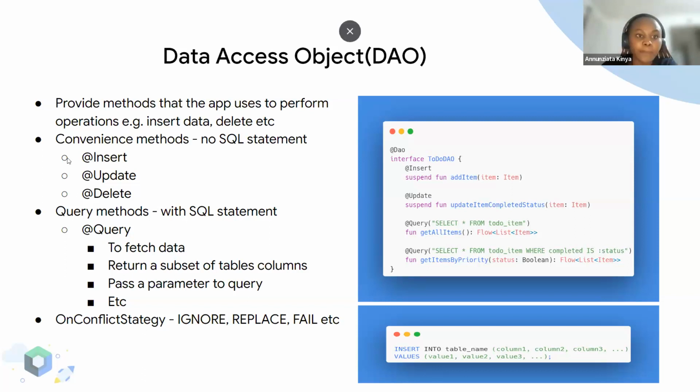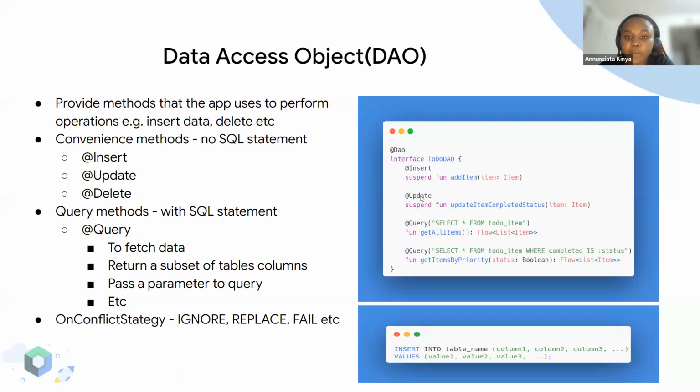There are different methods provided for the data access object. There are convenience methods that don't require you to write complex SQL statements at all, like insert, update, delete. If you look at the side where we have the code snippet, it's an interface, and you name it your custom name. This specific app is an app to save to-do items and show the user the to-do items they have for the day.